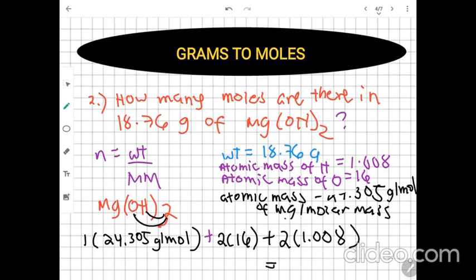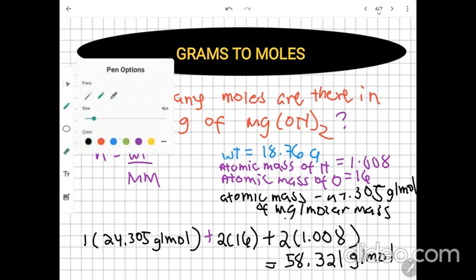So we have 1 times 24.305 plus 2 times 16 plus 2 times 1.008. Wait, my calculator is a bit slow. Here we have 58.321, and the unit is grams per mole. Now that we already have our values for molar mass and mass, we can now solve for the moles.